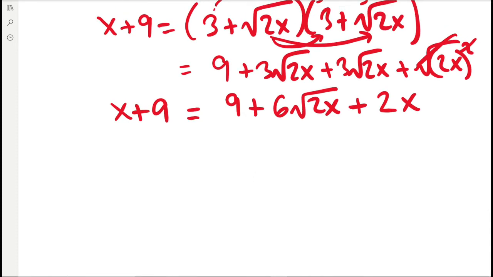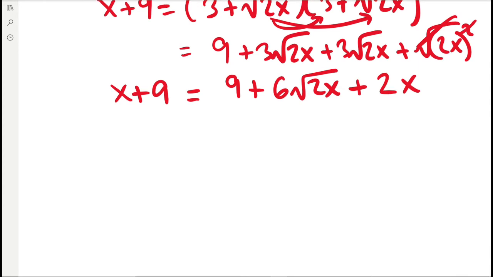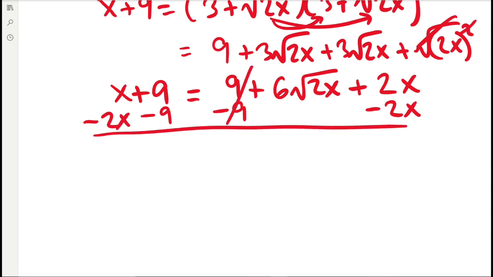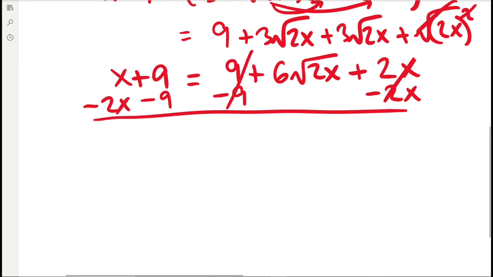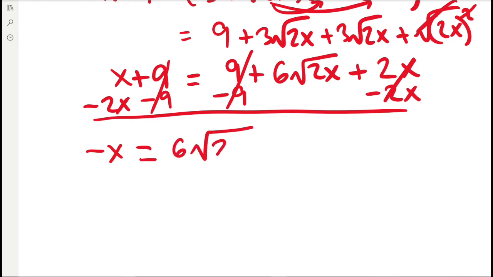So we're going to go ahead and isolate that radical, which means I'm going to move the 9 over and I'm going to move this 2x over. So let's go ahead and do that. Let's subtract this 9 over. Let's subtract this 2x over. That way we get that radical by itself. So we have x minus 2x is negative x. 9 minus 9 is 0, so that actually cancels, which is very nice. So we get negative x equals 6 times the square root of 2x.